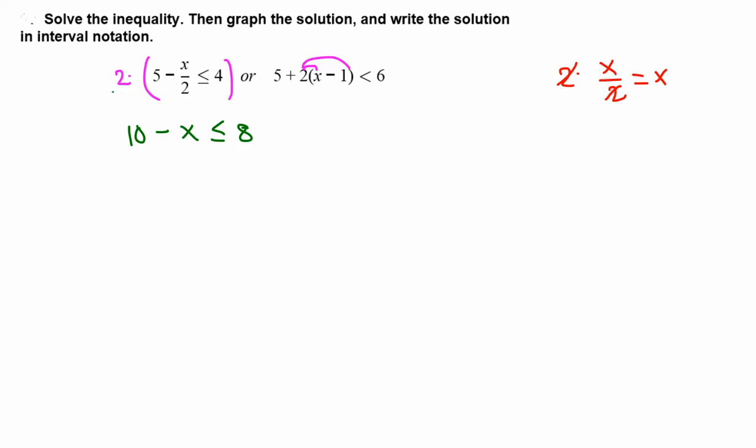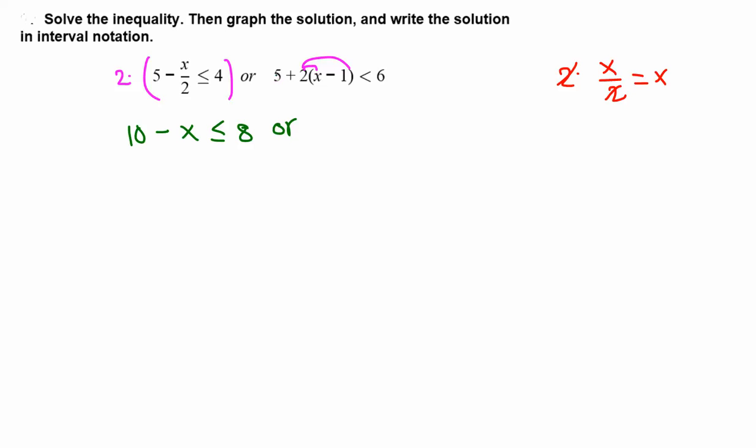Okay, we are multiplying by a positive number, so this inequality stays, it does not change. But if we are multiplying or dividing by a negative number, then we need to switch this direction.